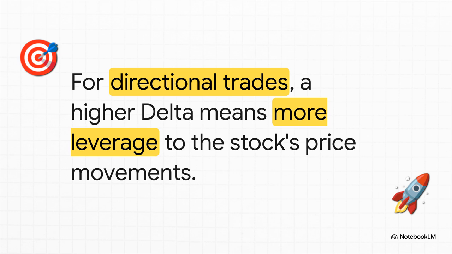And really, this gets to the heart of why so many people trade options to begin with: leverage. If you're making a directional bet, you're convinced a stock is going up or down, picking a higher delta option gives you way more bang for your buck. Your position will be much more leveraged to the stock's movement. Just remember that works for better and for worse.